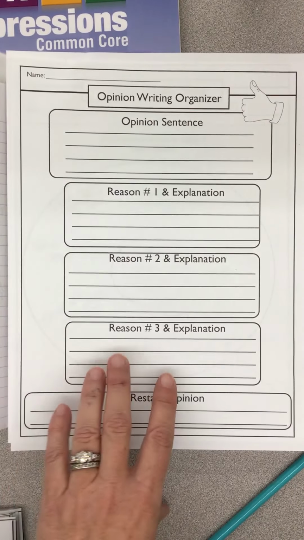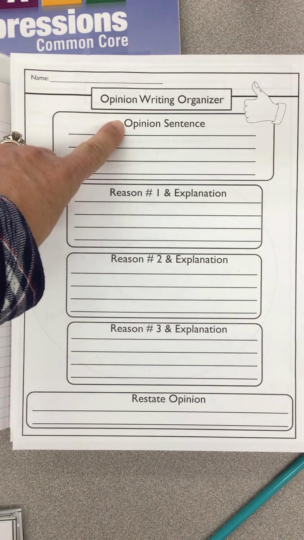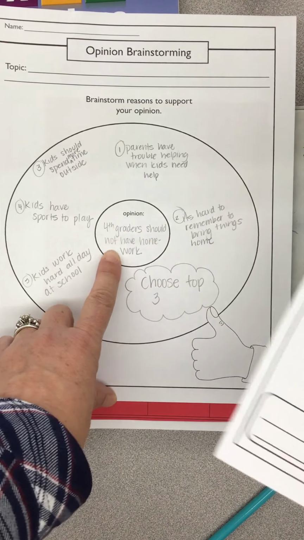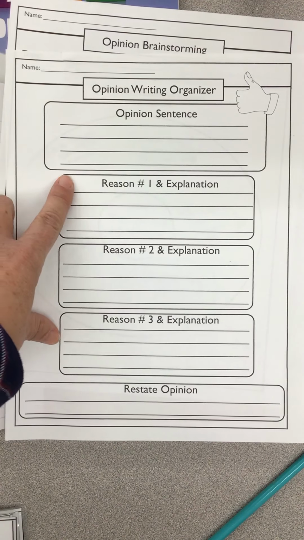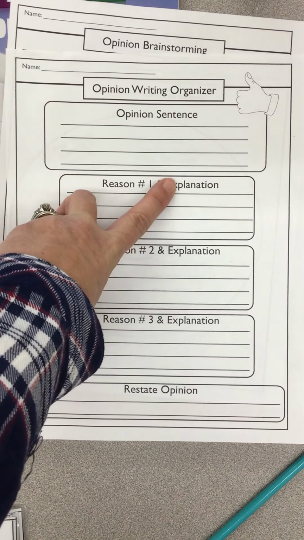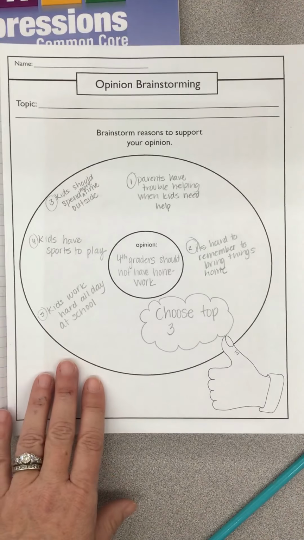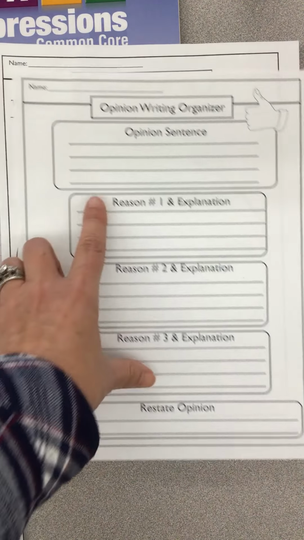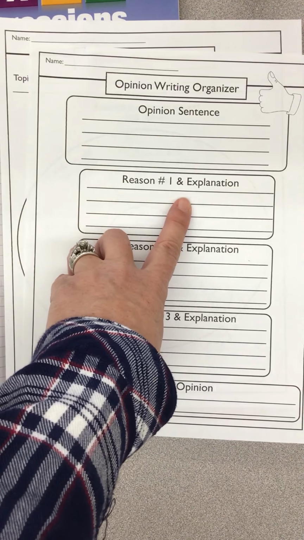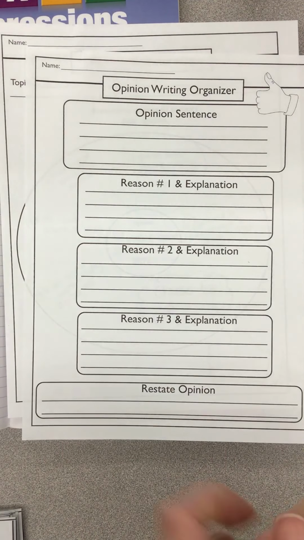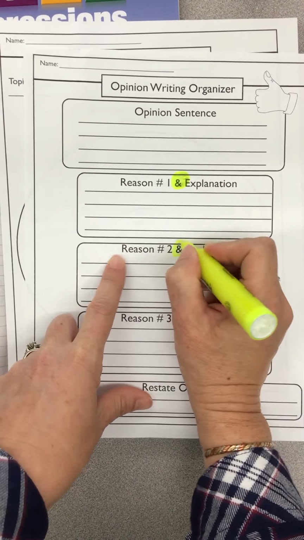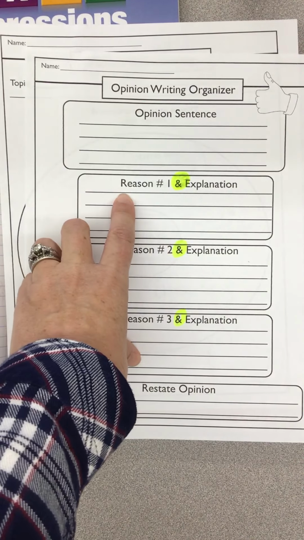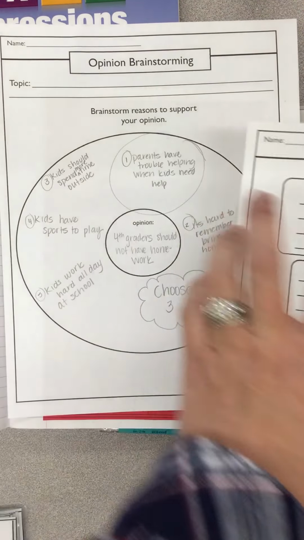This shows you the Oreo. Okay, we've got opinion sentence, which in my case would be something like fourth graders should not have homework. Then I'm going to give my R and my E, my reason and explanation. So I'm going to tell the reason, like let's say I chose this one, parents have trouble helping when kids need help. I'm going to give the reason and I'm going to tell a little bit more. So this part is important. The R and E, reason and explanation. You have to have the E in order to have a reason, right? So you're going to choose your reason from your brainstorm and then you're going to add a little bit more.